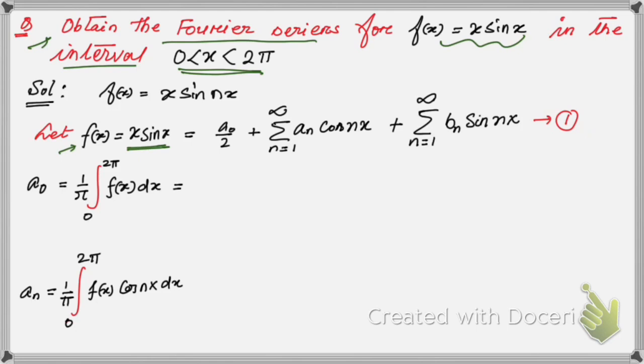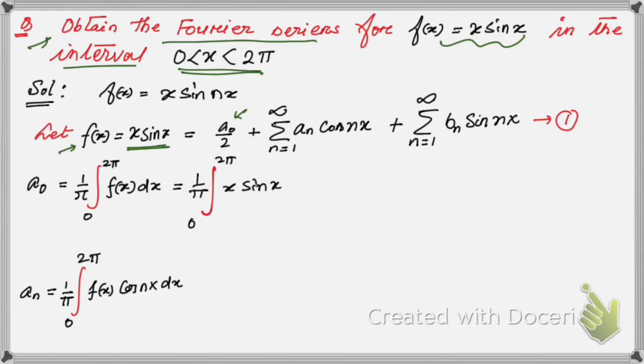Then let us find a naught first. So how to find a naught? a naught equals 1 by pi integral from 0 to 2 pi of f of x dx. Let me show you how to find this. So here, 1 by pi integration from 0 to 2 pi, f of x is here x sine x, right?